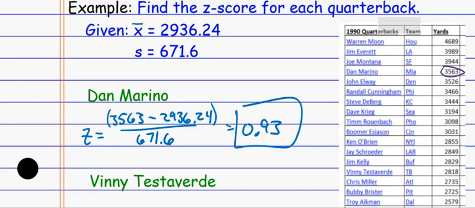What that's saying is that Dan Marino is 0.93 standard deviations higher than the mean. We can see that his score is higher than the mean. The mean was 2,900 something and his is 3,500 something. So yes, he's above the mean, but how far above? Well, 0.93 standard deviations above the mean, which means he's pretty well above it. When we start approaching a z-score of 1, if we're within one standard deviation, that's most of our data values. So he's on the upper end of most of the data values at a z-score of 0.93.